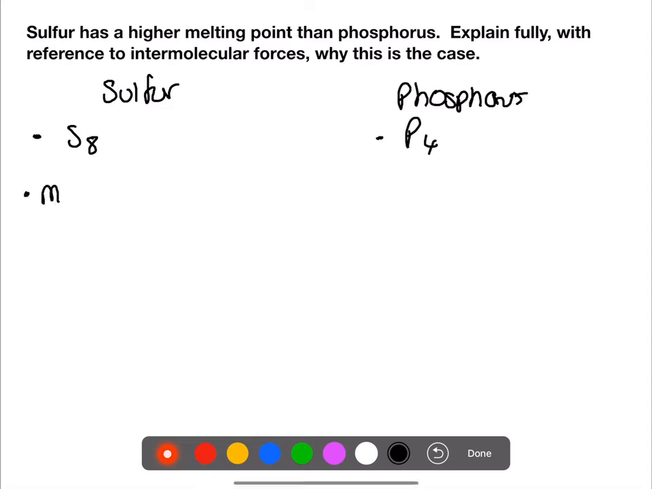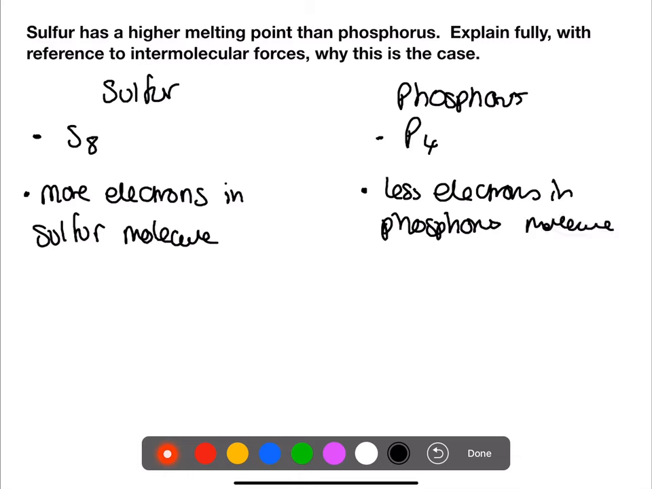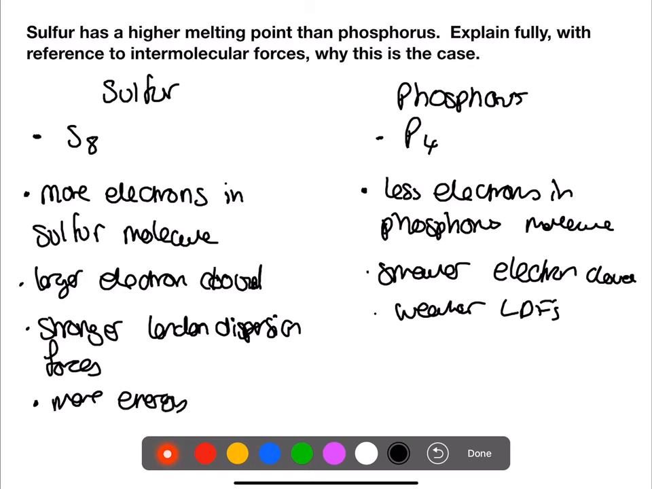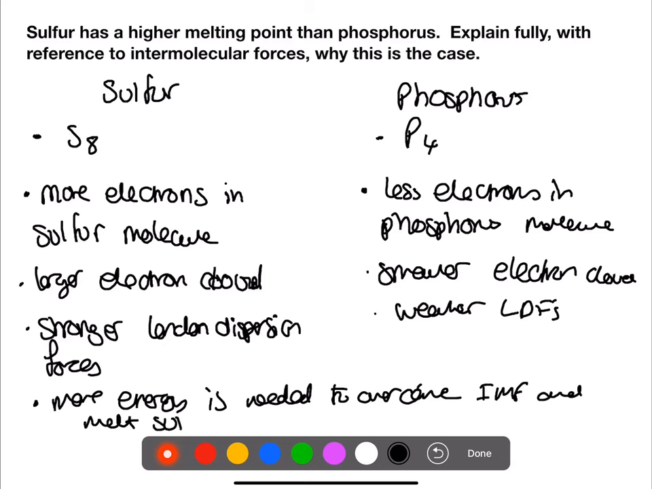This means that there are more electrons within your sulfur molecule. If you have more electrons, you have a larger electron cloud and therefore stronger London dispersion forces. If you have stronger London dispersion forces, more energy is needed to overcome the intermolecular forces and melt the substance.